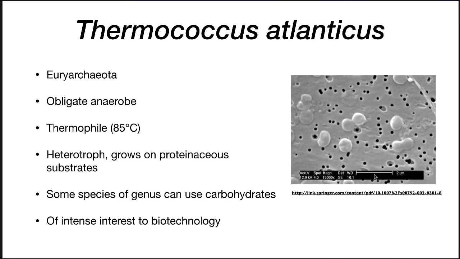Another example of an organism that you find is Thermococcus atlanticus. This is a Euryarchaeota. Again, it is an archaeon. It is an obligate anaerobe. It is a thermophile. However, it is a heterotroph that grows on proteinaceous substrates. Some species of this genus can also use carbohydrates. It's of interest to biotechnology because it will grow in more mild conditions that are not as hard on fermenters, and it has all sorts of thermophilic enzymes, and these are of great interest to industry.